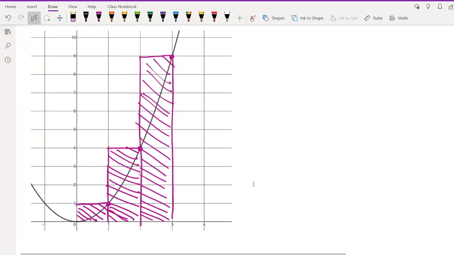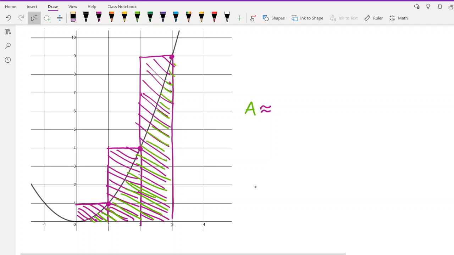Okay, so how do we find the area here? I'm going to use the letter A to represent the actual area, and that's why I'm going to say A is approximately equal to, because the area we're going to write down here is not the actual area under the graph. Let me highlight the actual area in green so we can contrast them. So here's the actual area.